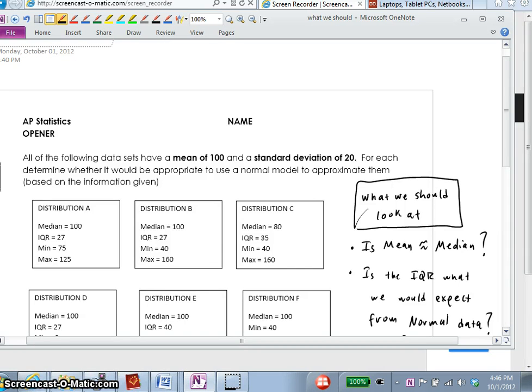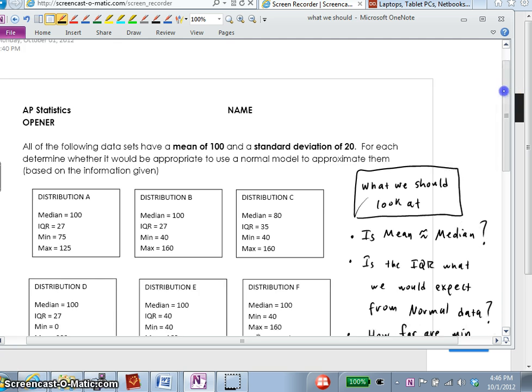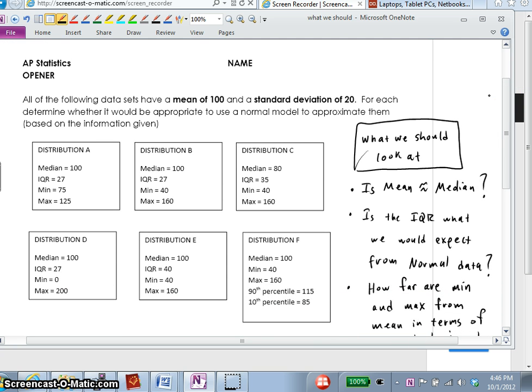Okay, this video is going to discuss a problem that we would have looked at in class the other day that deals with if we're given a bunch of information about different distributions, how can we tell if a normal model is appropriate to model these distributions? Very similar to the group task activity that we were given in class, except we're given different information.